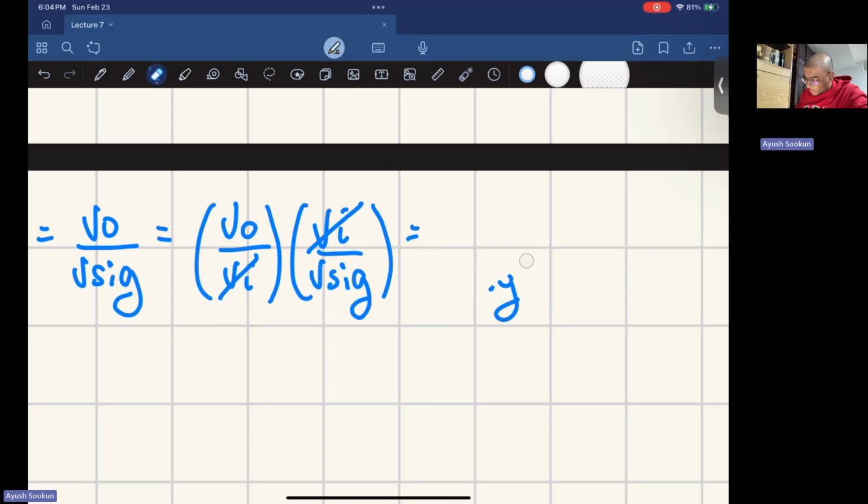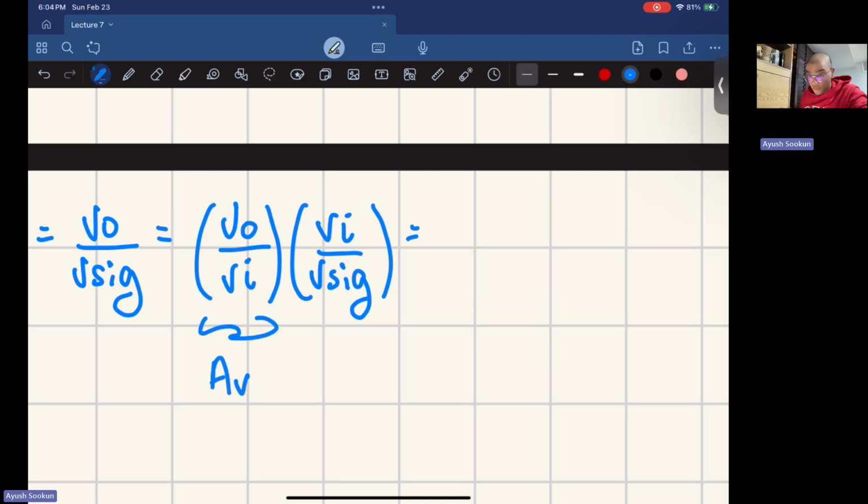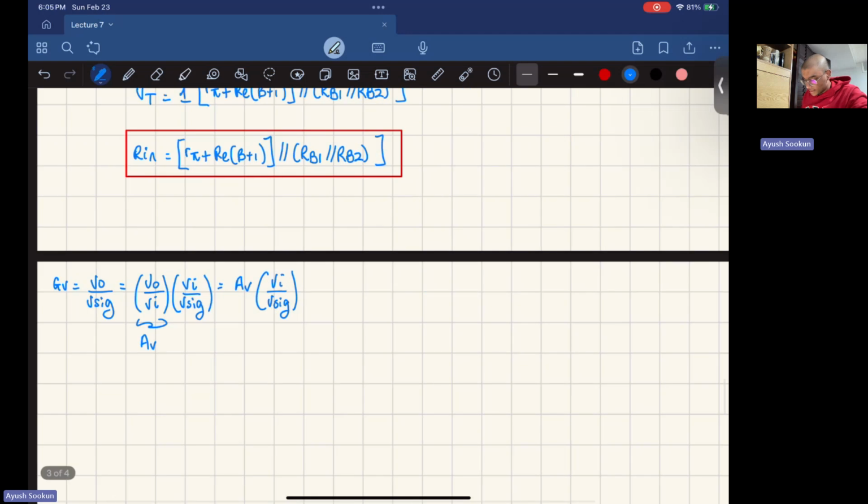So I'm just going to remove this right now, and I won't do the cancellation. So we have Vi here, and we have Vi here. Now, if you notice something, this is my voltage gain that I found earlier. So I have my voltage gain times Vi over V sig. The only thing I need to find is Vi over V sig.